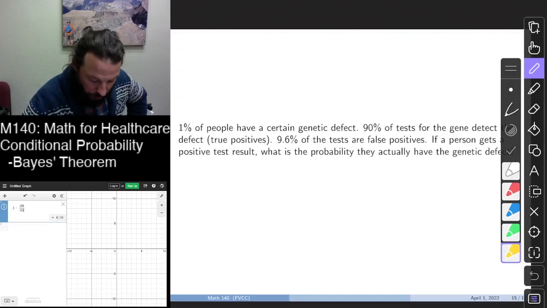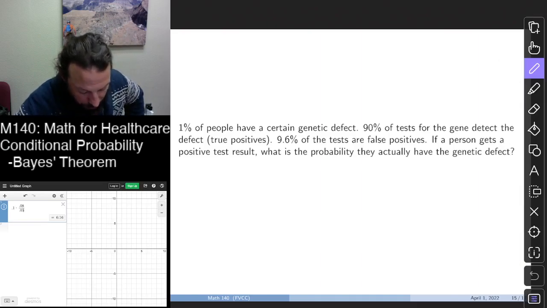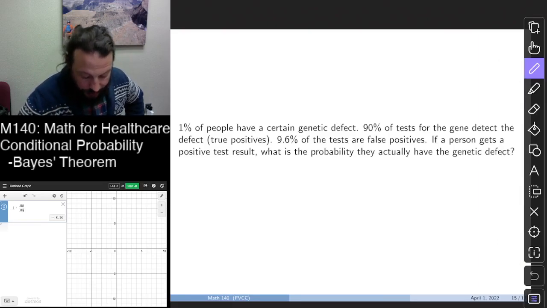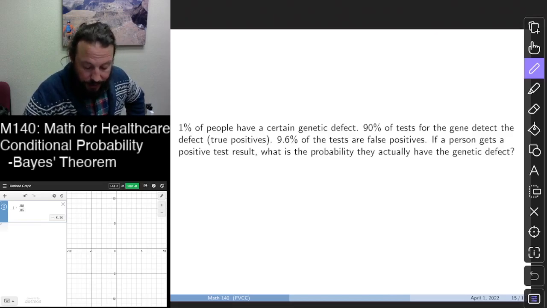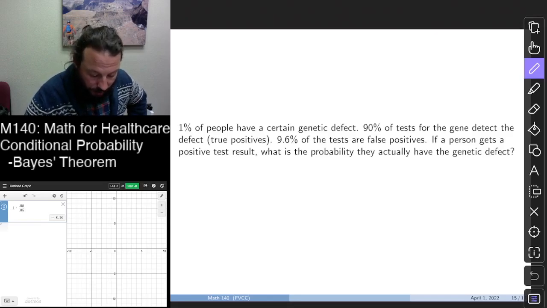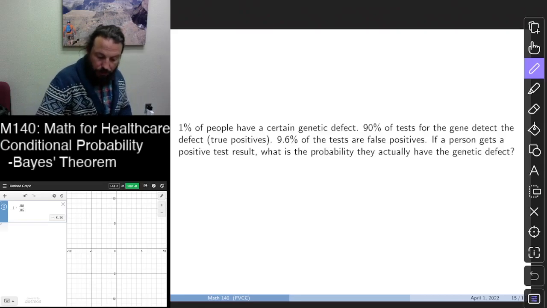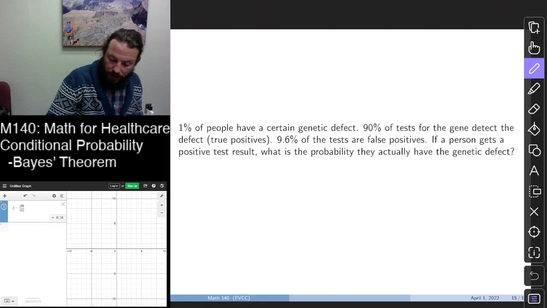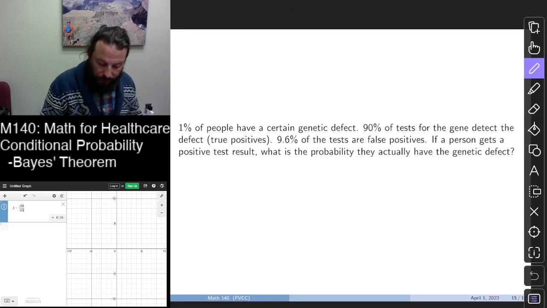Sorry, 1% of people have a certain genetic defect. 90% of tests for the gene detect the defect, true positives we call those, and 9.6% of the tests are false positives. If a person gets a positive result, what is the probability they actually have the genetic defect?